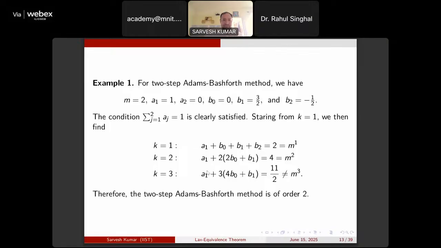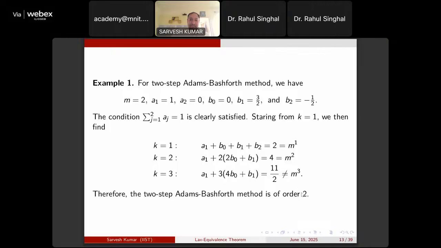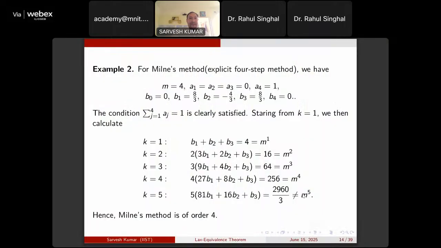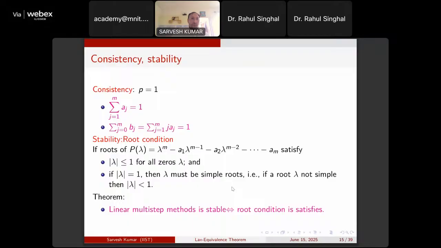So this is satisfied, right? That means these schemes are consistent with order 2. Similarly, if you have Milne's method, then this is a 4-step method. The a1, a2, a3 are chosen such that this would be satisfied. So what about consistency and stability? For consistency, p has to be 1. That means if you choose your a and b, we satisfy these 2 equations. So I have consistency.